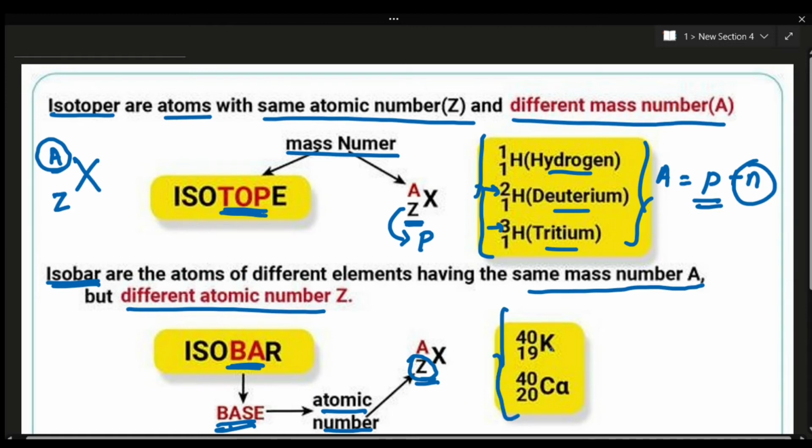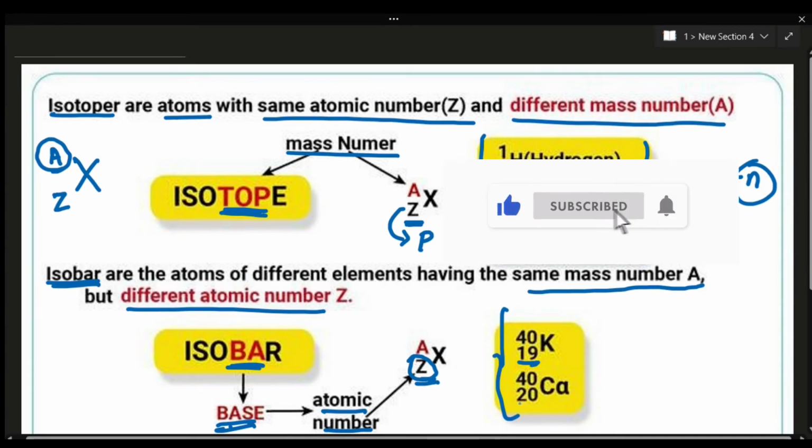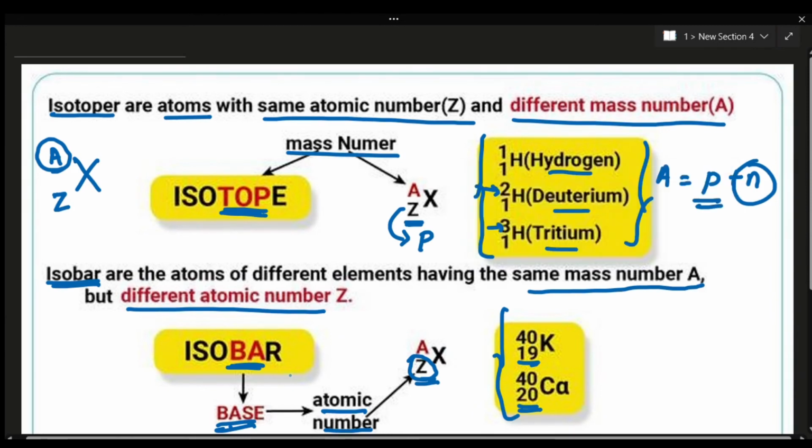The example is given for potassium and calcium. So in potassium and calcium both you can see that the mass number is same, that is 40 for both, but atomic number for potassium is 19 and for calcium it is 20. So the trick for learning for isobars is Ba, which represents base.